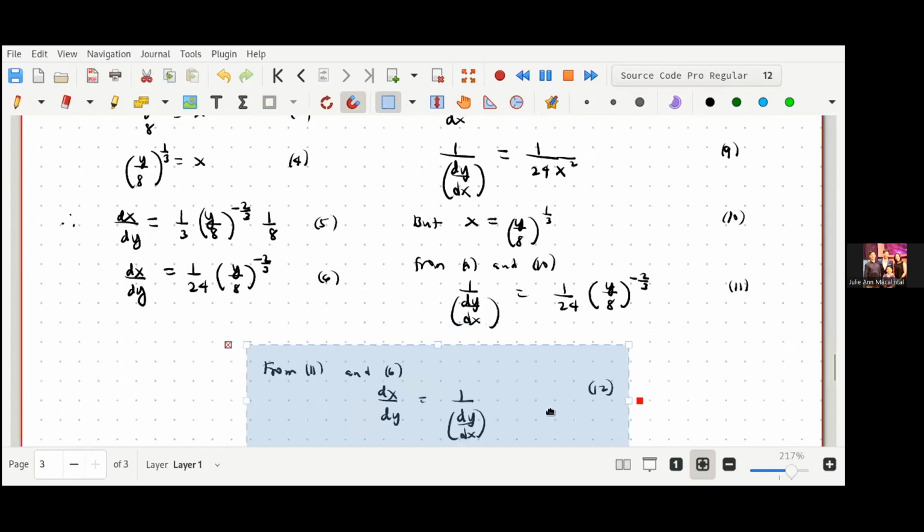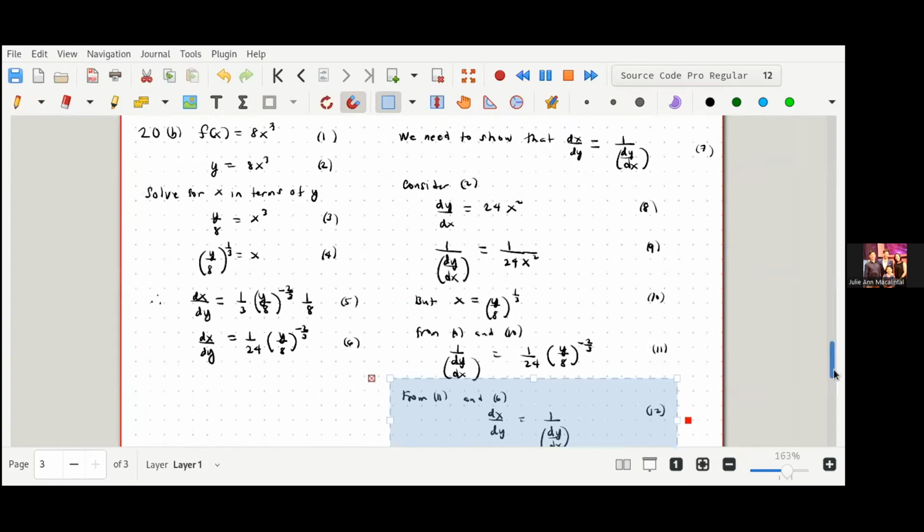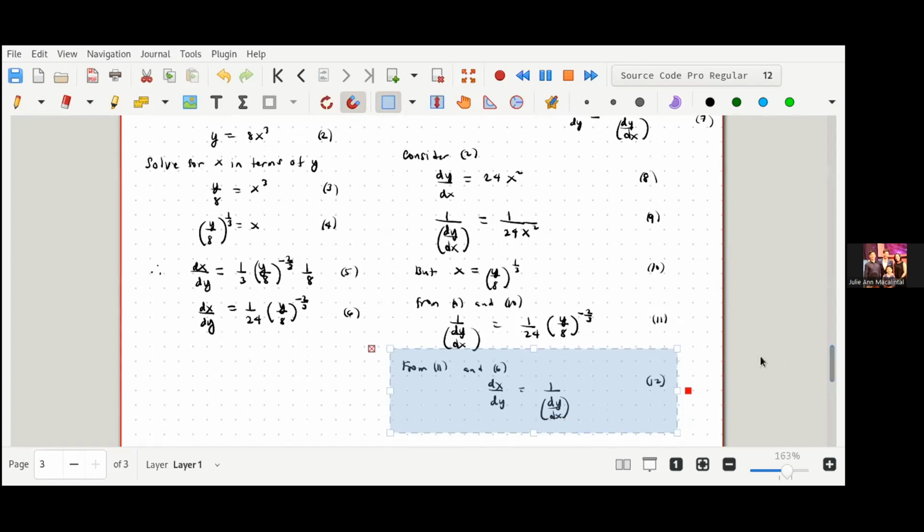Is the reasoning clear? Yes. So it's the same process. First, find dx/dy, and after that calculate dy/dx, and then 1 over dy/dx. At the end, you compare the results, and we get the same thing. From here, we see that yes, they're equal. So I want you to do the same for 21b, and then show me your work.